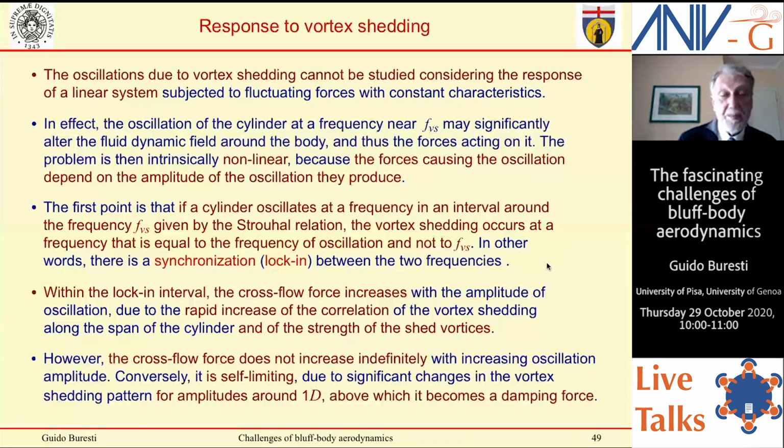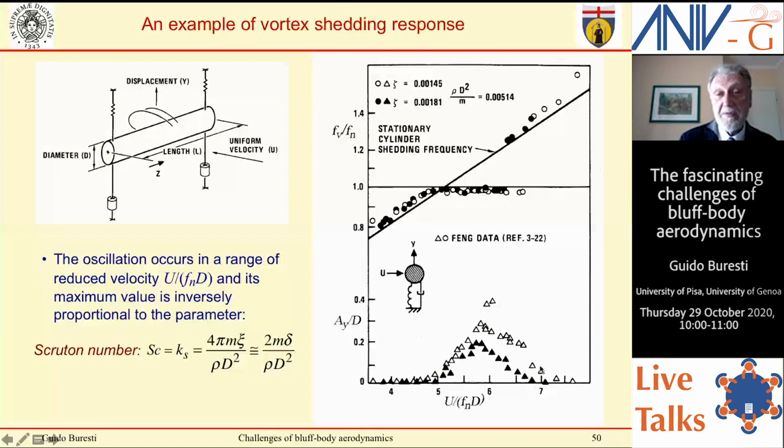This is a typical response in terms of velocity. Actually, this is reduced velocity. You see, there is an interval of response for which the shedding frequency is equal to the natural frequency. So the shedding synchronizes to the natural frequency, and the oscillation amplitude is inversely proportional to this parameter, which is called the Scruton number, which is the product of the ratio between the mass per unit length of the body and the mass per unit length of the fluid, times the damping.